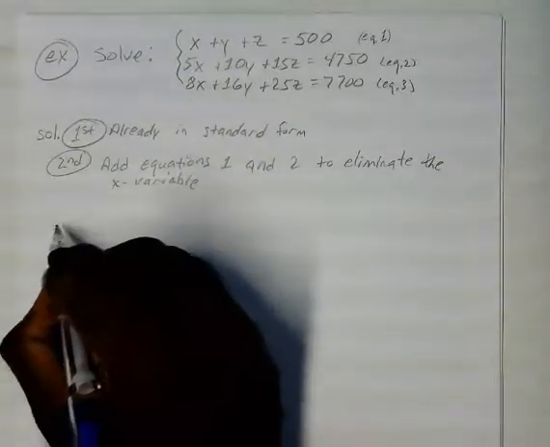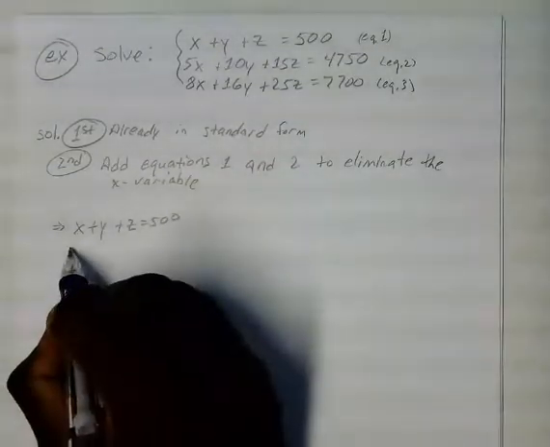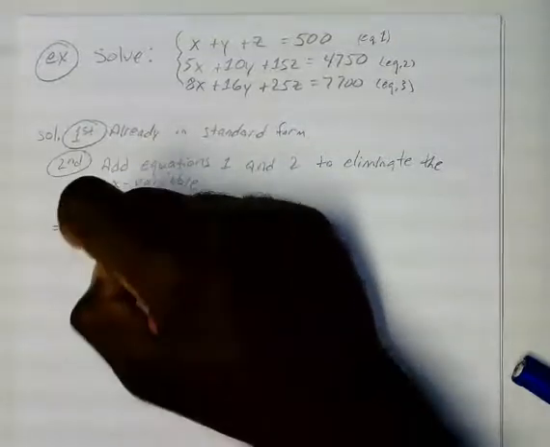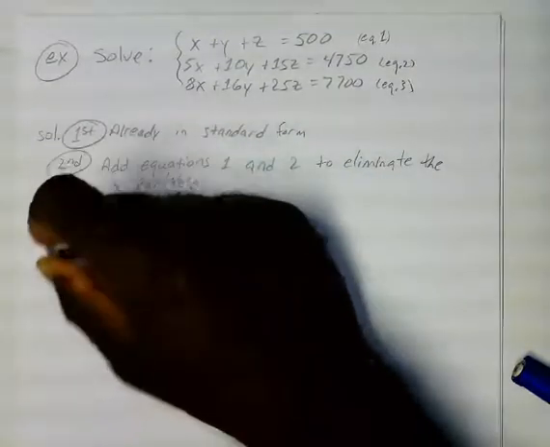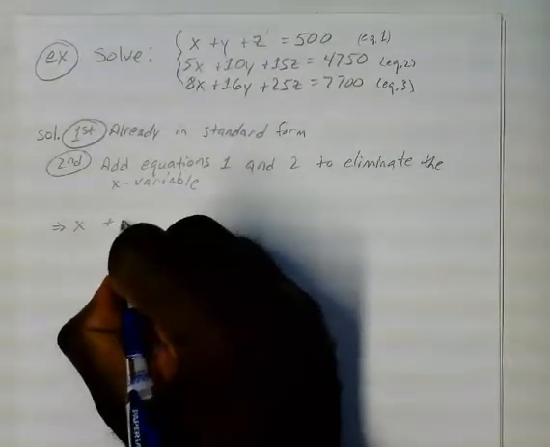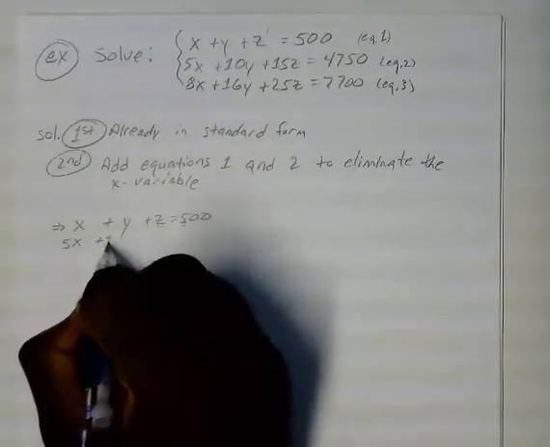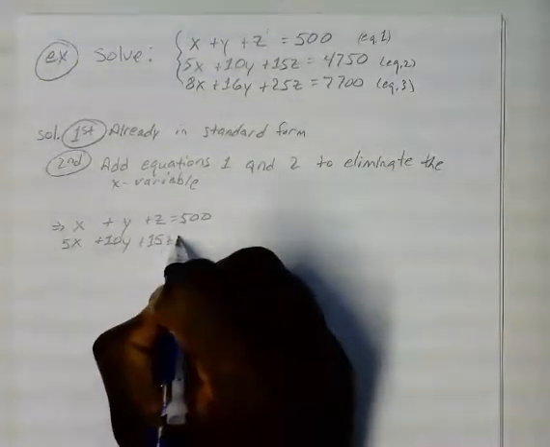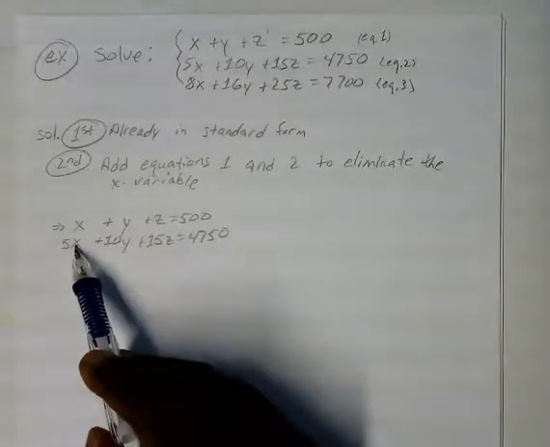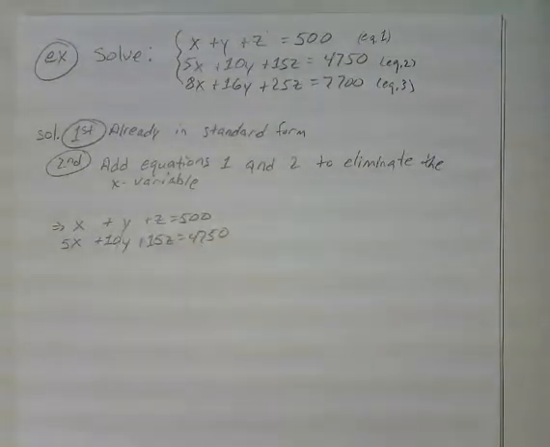Okay, so we have equation 1, which is x plus y plus z equals 500, and equation 2, which is 5x plus 10y. Maybe I should line that up a little bit better. I just like having my x's, y's, and z's lined up so that adding them is a little bit easier. So you have x plus y plus z equals 500, and 5x plus 10y plus 15z equals 4,750. Okay. Now, in order for these to cancel out and eliminate the x value, if this is 5x, equation 1 has to be negative 5x. So that means we have to multiply each of these terms by negative 5.